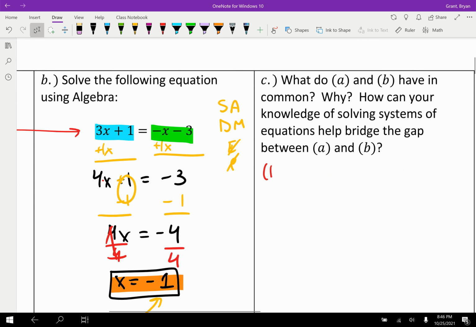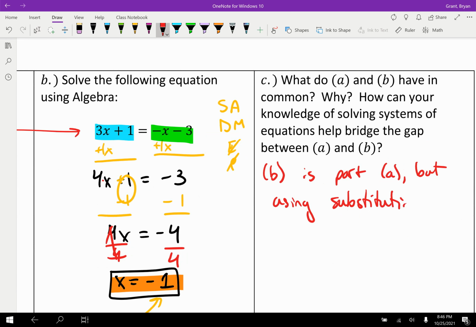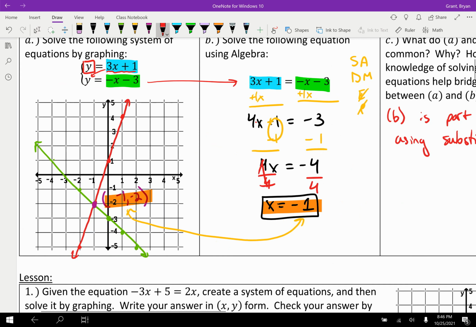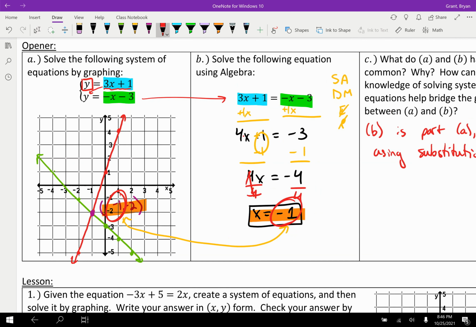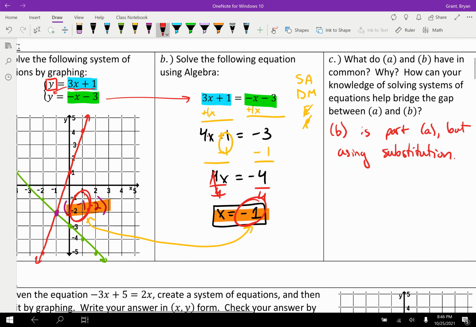So part B is part A, but using substitution. So if they're the same problem, then I think that means that their answers should be the same. Are they the same? Well, they're not quite the same. Notice that part B only has the x part, the input part, so it only found the x coordinate over here. However, they are really showing us two separate ways that we can solve a very similar equation.